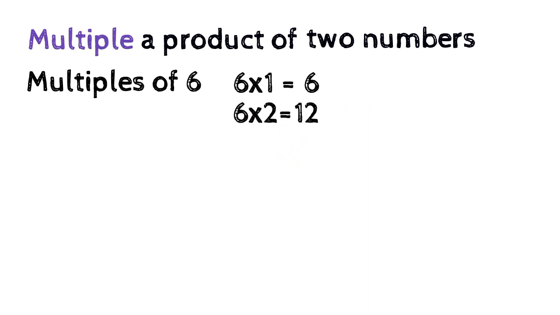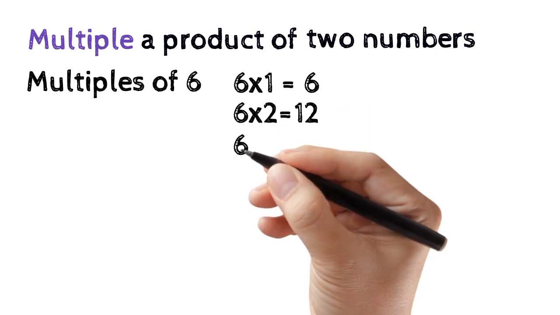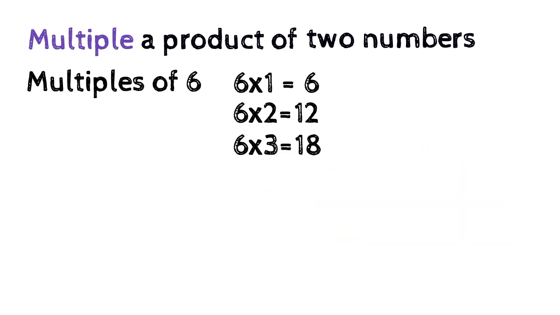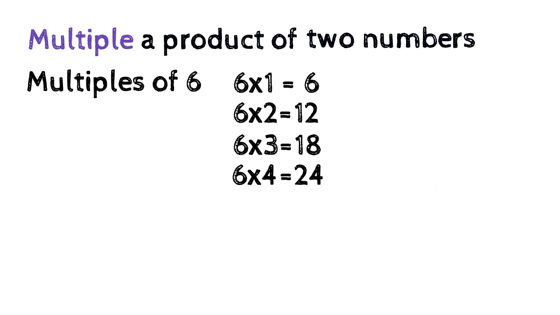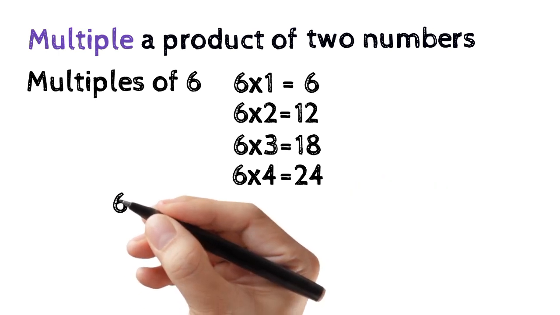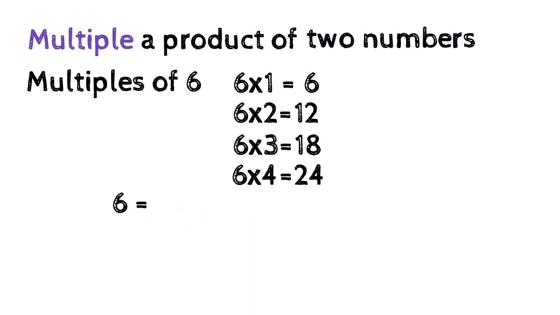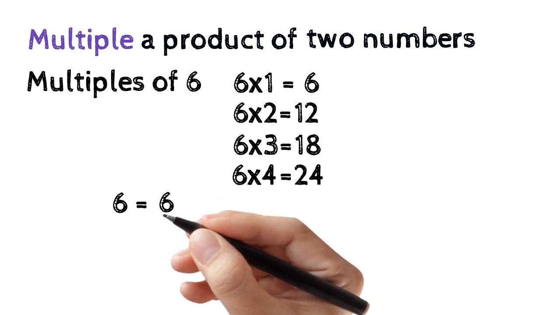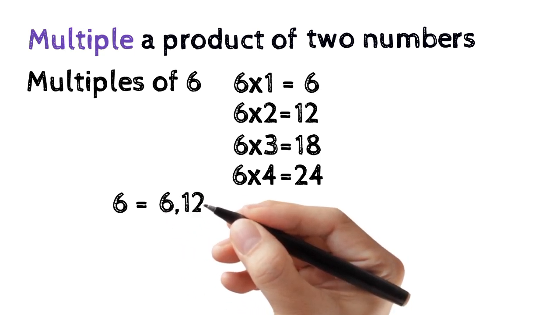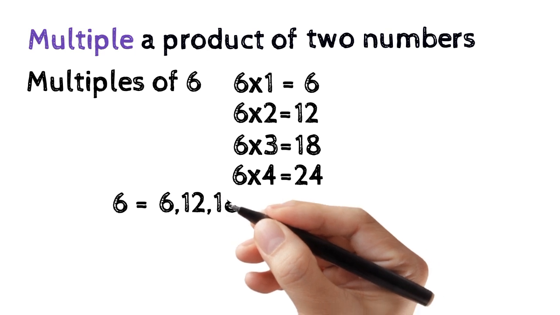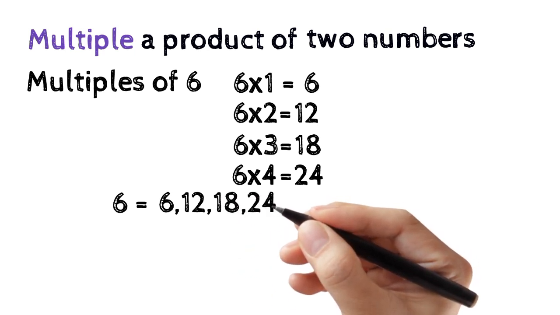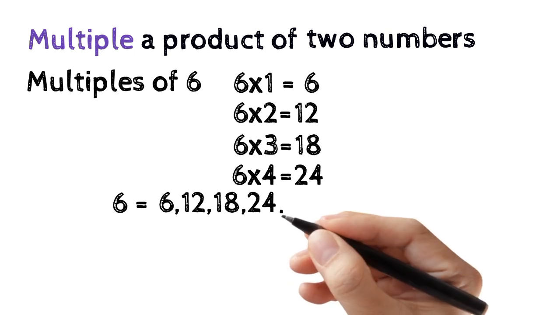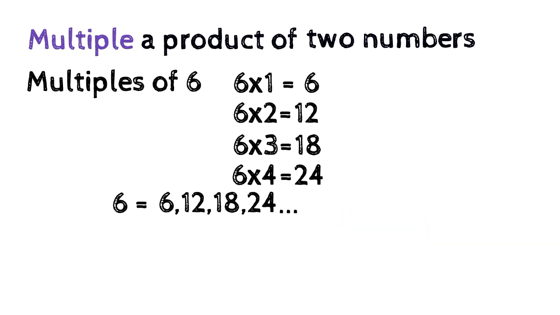6 times 2, which is 12, the second multiple. Another multiple is 6 times 3, which is 18. Another is 6 times 4, which is 24. Now the multiples of 6 are 6 itself, another is 12, another is 18, another is 24, but they continue more than that, and so on.